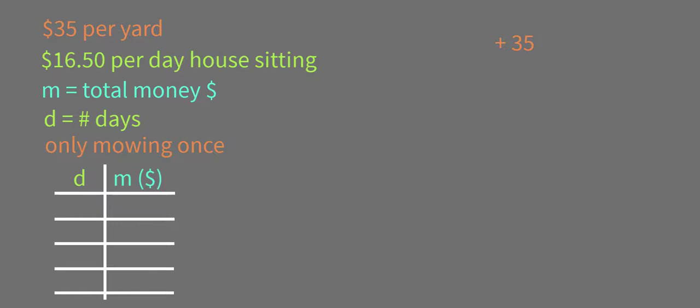And then we're given the rate of change is $16.50 per day for house sitting. And we're looking for the total amount M. So we know that's going to be our equals. Our rate of change is the $16.50 per day, and that's going to be multiplied by the number of days. So we know it's 16.5 times the number of days, D. So this is the amount of money he's going to make. The money he makes is going to be $16.50 times the number of days he house sits plus $35 for mowing the yard once.